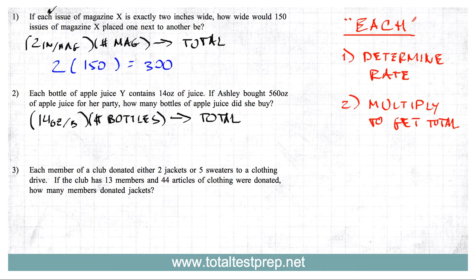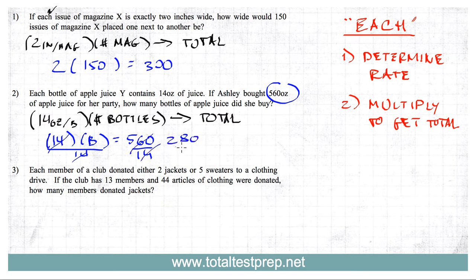So algebraically, we can write that as 14, the 14 ounces per bottle. But now we're not told how many bottles. So when you're not given the number of something, put a variable for that. We'll put B just to remember we're dealing with bottles. This gives us the total. We are given the total. She bought 560 ounces, which is all the apple juice for the party, we can assume. And so 14B, or 14 times B, equals 560. We can divide both sides by 14. Divide by 2, let's say this is going to be 280 over 7, and 7 into 280 is 40. So Ashley bought 40 bottles.